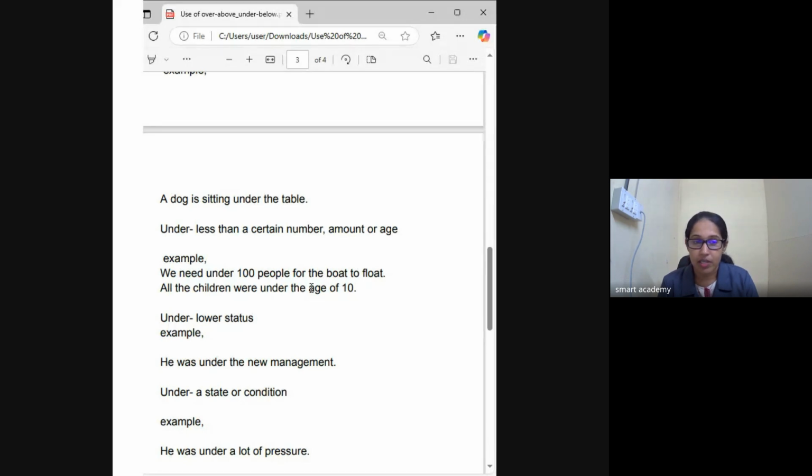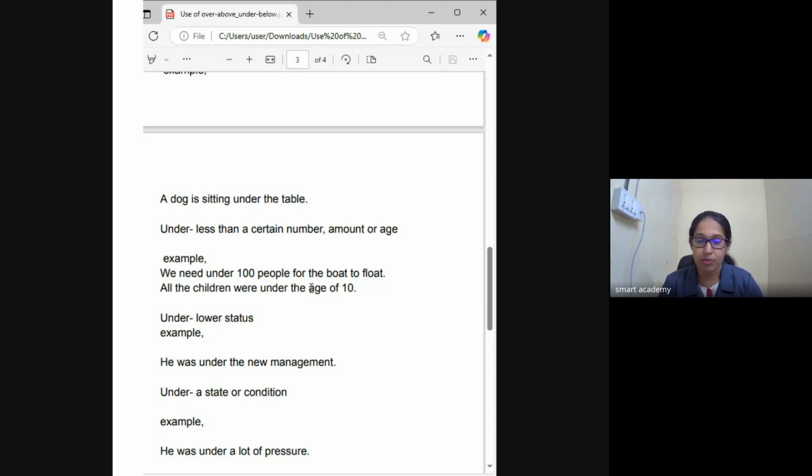All the children were under the age of 10. If it is less than a certain number, amount, age, whatever it is, we use the preposition under. First we discussed that if it is directly beneath of something, with direct contact between these two objects, we use the preposition under.